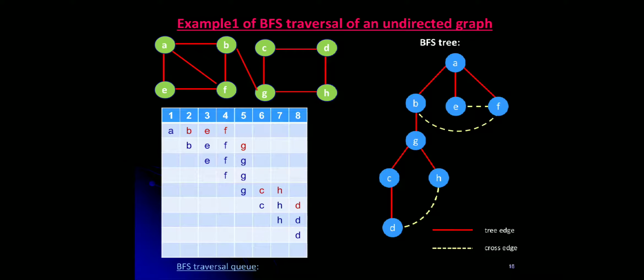And then from C, we'll see whether any edge that is adjacent to node C. Yes, D is adjacent to C. So we'll connect the C and D with the tree edge. And from H, we'll check whether there are any adjacent vertex which is not visited. D is already visited, but we have not shown the edge in the BFS tree. So what we'll do is we'll connect it through the cross edge.